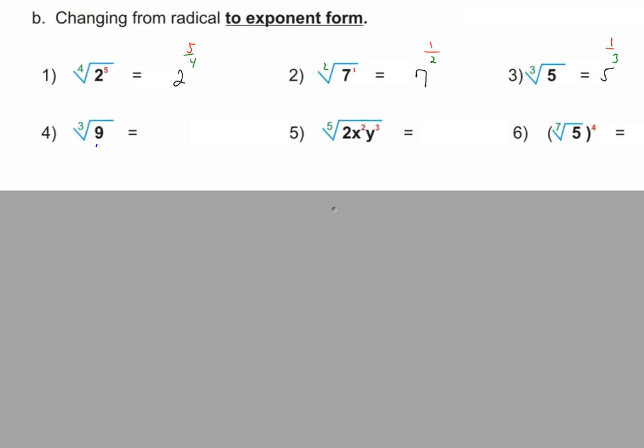Whenever this number is completely factorable, you want to do that. So a 9 is a 3 times 3. So a 9 is a 3 squared. So what would this be in the other form? I'm taking the cube root of 3 squared. That gives me 3 to the what?